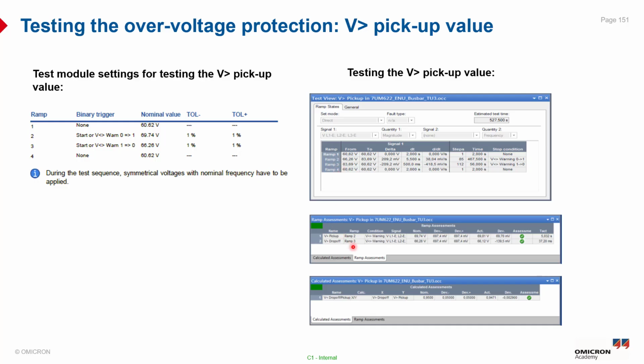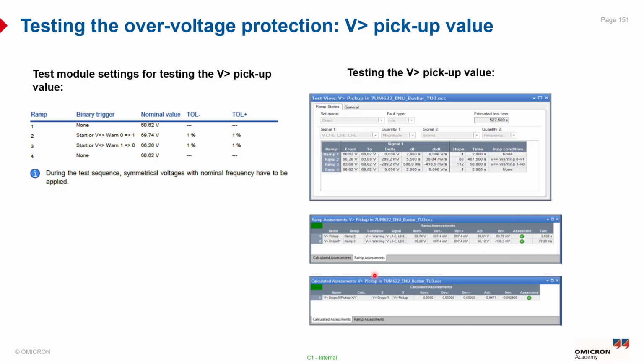And here is the ramp assessment, as you can see, for ramp 2 and ramp 3. In ramp 2 we will get the overvoltage protection pickup, and in ramp 3 we will get the overvoltage protection drop-off. We can compare the actual value with the expected nominal value based on the tolerance, which is 1% in our case, and it will give you the assessment in the ramp assessment view.